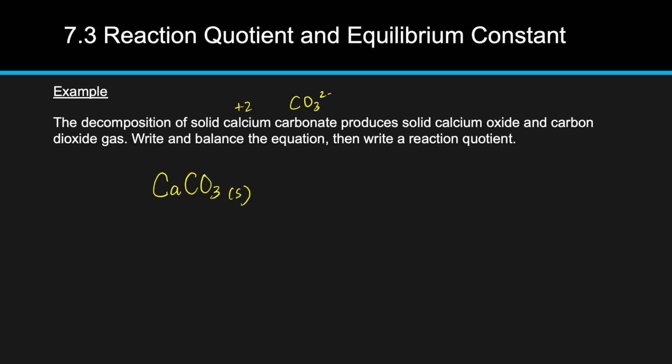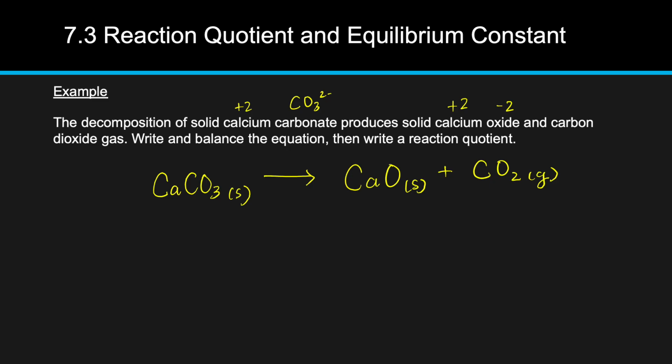And then it's a decomposition reaction, so we only have one reactant. Then we have our first product, which is calcium, again, positive 2 charge, and oxygen, negative 2 charge. So those are going to balance out, CaO, and it says it is a solid. And then it says carbon dioxide gas, so CO2 gas. Now it says write and balance the equation, then write a reaction quotient.